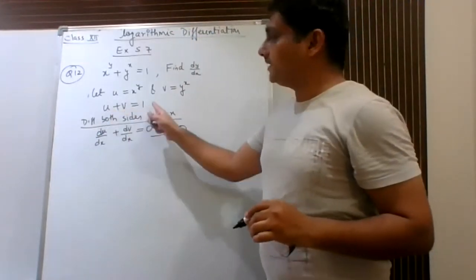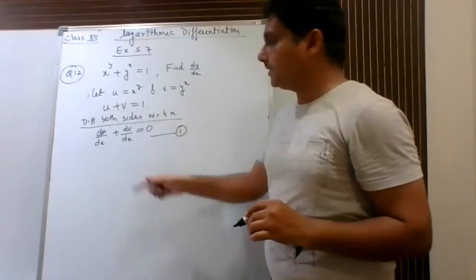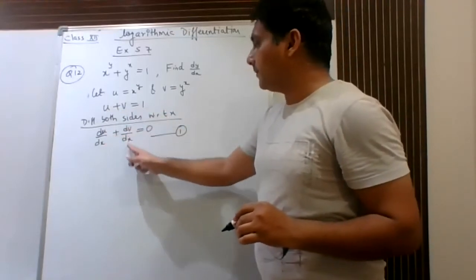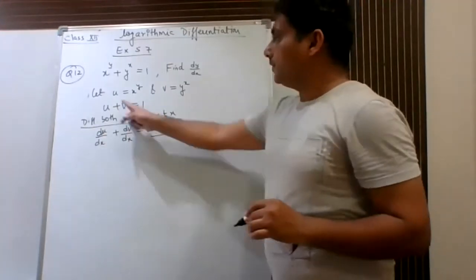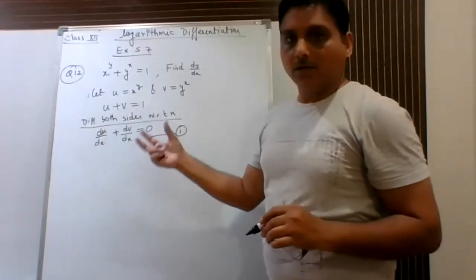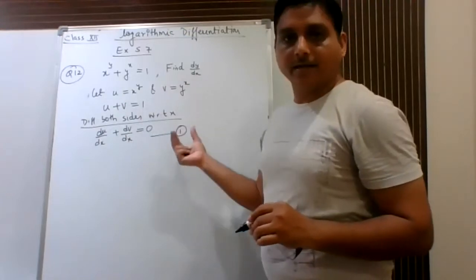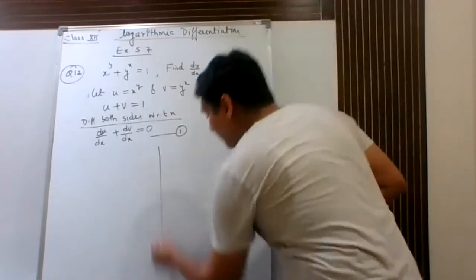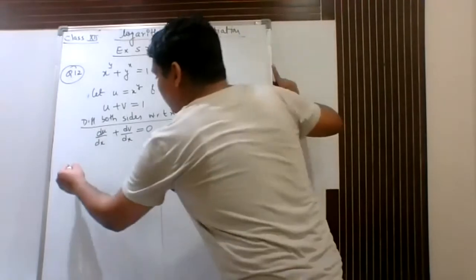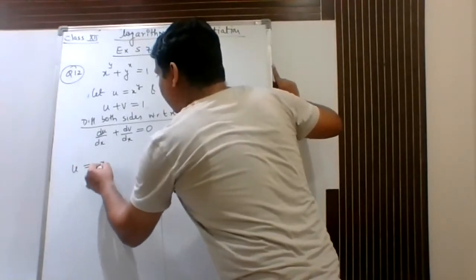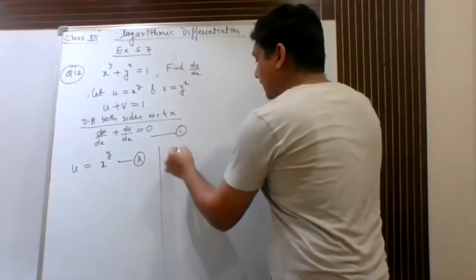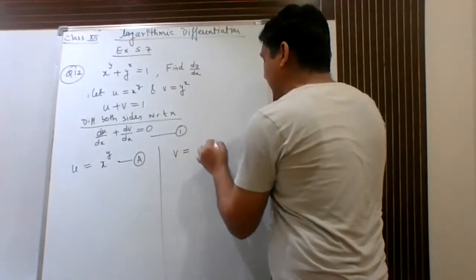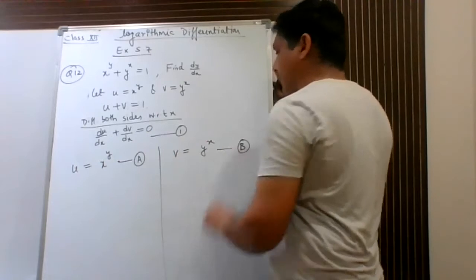So u plus v is equal to 1. So when you differentiate this, du upon dx plus dv upon dx is simply equal to 0. Now, after this, you will pick this u separately, you will pick this v separately, and then you will proceed as per the previous questions. So u is equal to x to the power y. Let me call this as a. And v is equal to y to the power x. Let me call this as b.